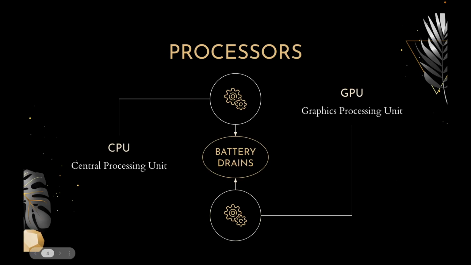For working, drawing, queries, other tasks, the browser needs resources. These resources are processors, CPU and GPU for graphics. As a result, the more processors work, the more battery drains.